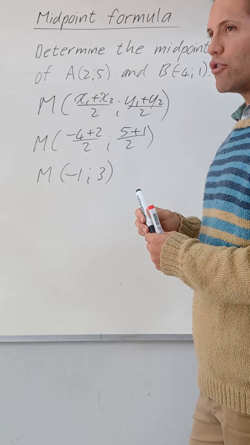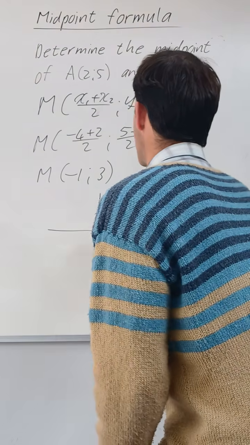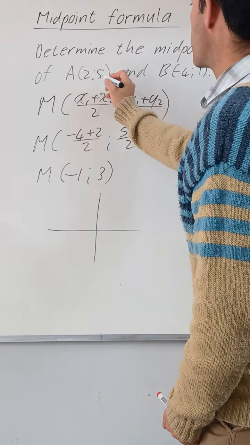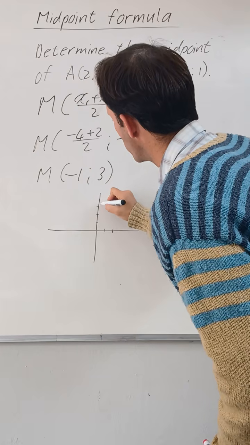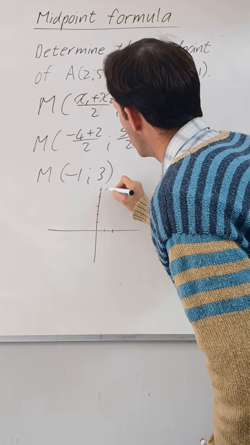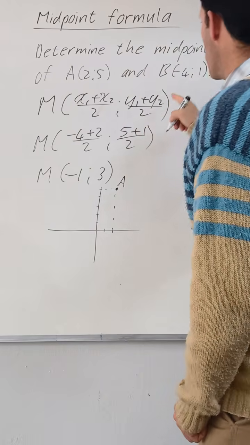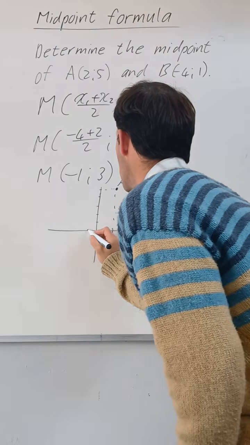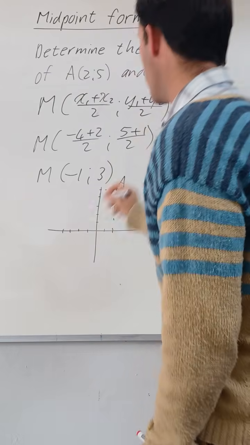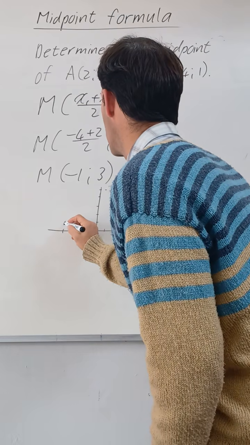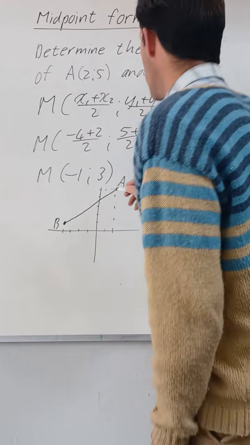If you look at the little sketch, I'll just show you quickly. If we make a rough sketch and we say 2 and 5, 1, 2, and we go up, 1, 2, 3, 4, 5, and we say A is there. B is negative 4 and 1, so we go back 1, 2, 3, 4, and we go 1 up. Just 1 up there. So here we got AB, there's the line.